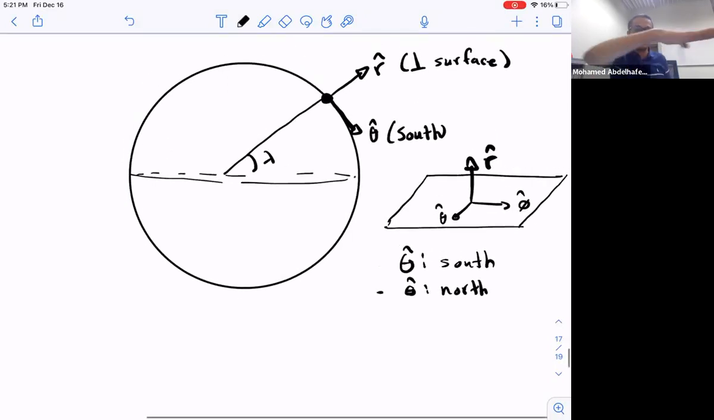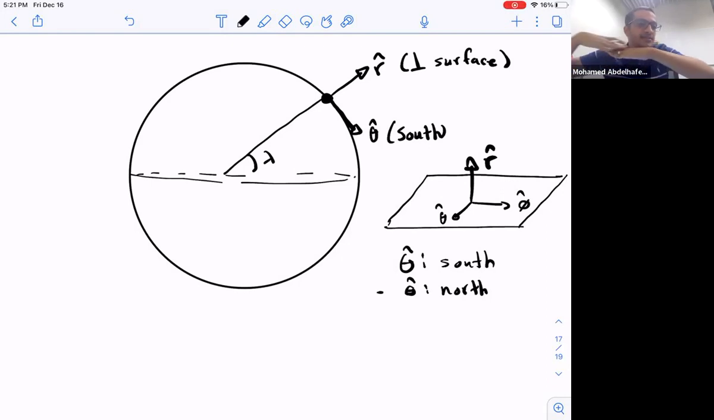So theta hat covers north and south. Theta hat is south, negative theta hat is north. And then the final unit vector here is phi hat. Phi hat is on the Earth, but the other way, east and west. So theta hat covers south and north, phi hat covers east and west.